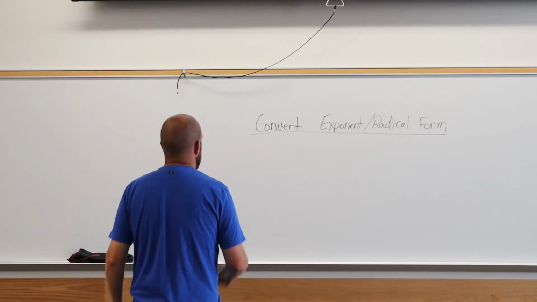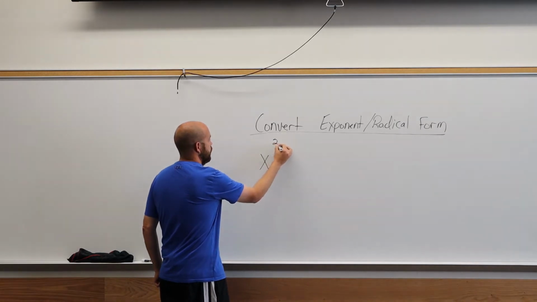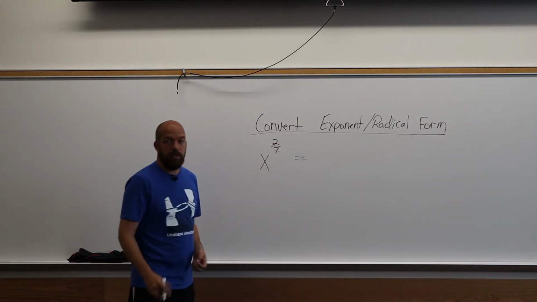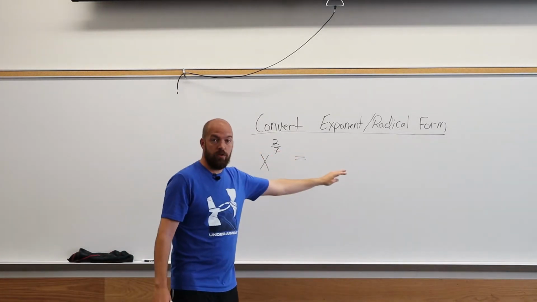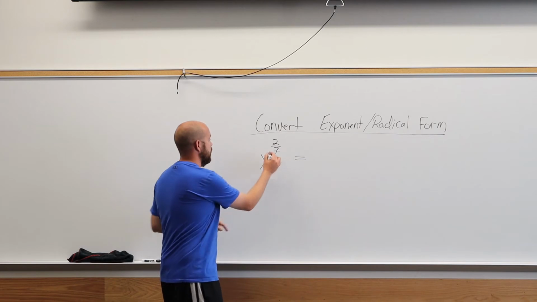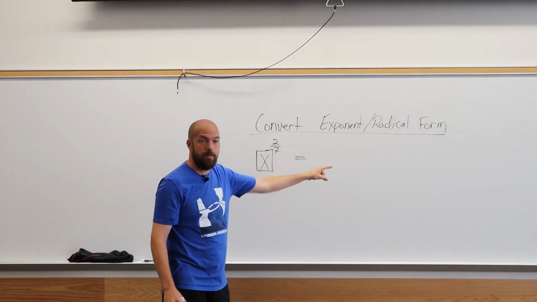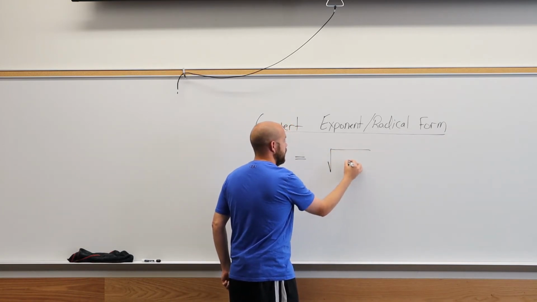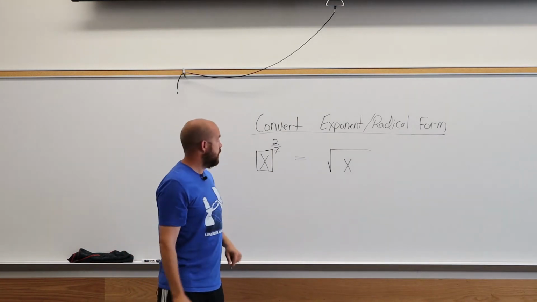Let's just show the basics right off the bat. Let's say we have x to the 2/7 power. Right now this is in fraction form. If I want to convert this into radical form, the way we do this is we look at the base number. The base number stays the base number in radical form. So I'm going to have a radical, and inside of here I'm going to have the base number. That stays the same.